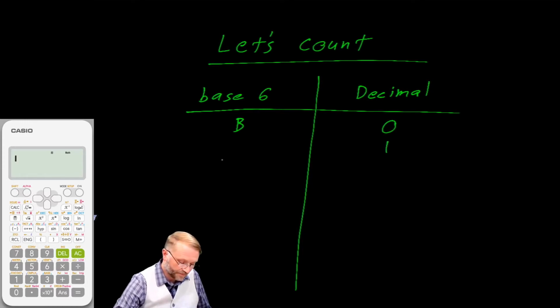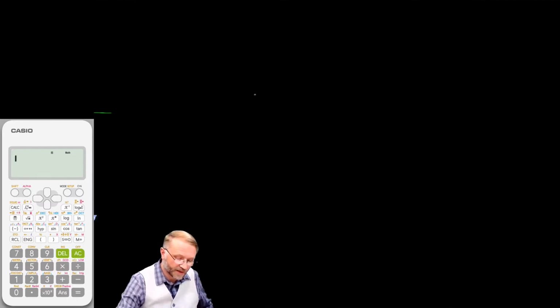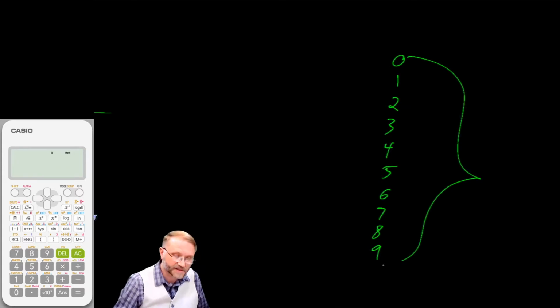Decimal 1 with a red. Decimal 2, orange. 3, yellow. 4, green. And 5 as blue. So far, no problems. But we're out of symbols, aren't we? What we need to do is the same thing we do for our base 10 numbers. For example, 0, 1, 2, 3, 4, 5, 6, 7, 8, 9. Again, we've used all of our symbols, so what comes next?